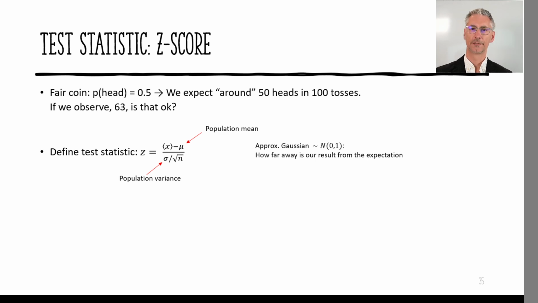We now need to define a test statistic, and this is called a Z-score. For a fair coin, P of heads means 50%. We expect about 50% heads in 100 tosses. Now we observe 63, is that okay? So we define our test statistic. We have the expectation value versus the population mean, the population variance, and the number of events. Remember, we approximate this with a Gaussian. So we want to calculate how far away our result is from the expectation. What does this mean?